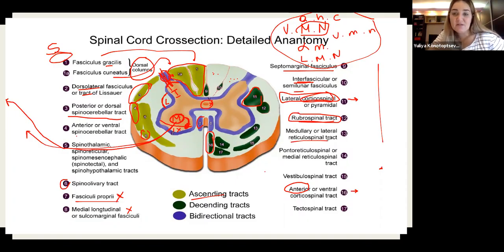Reticulospinal tract, not so important. Okay, so the 13, 14, you can skip it. Tectospinal is important. We'll talk about it later. Okay, so tectospinal is important.